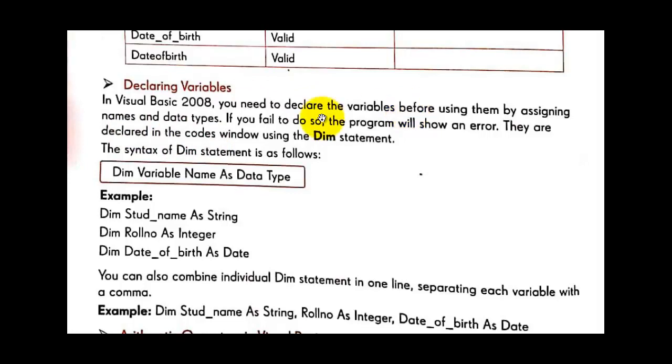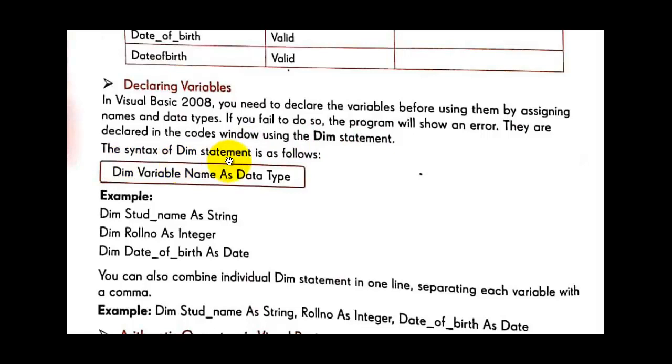So before using a variable, we have to first declare the variable. If you do not declare the variables by assigning a name and data type, then the program will definitely show an error. They are declared in the code window using the Dim statement.